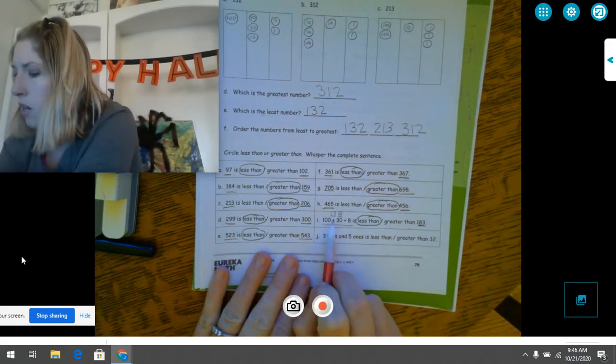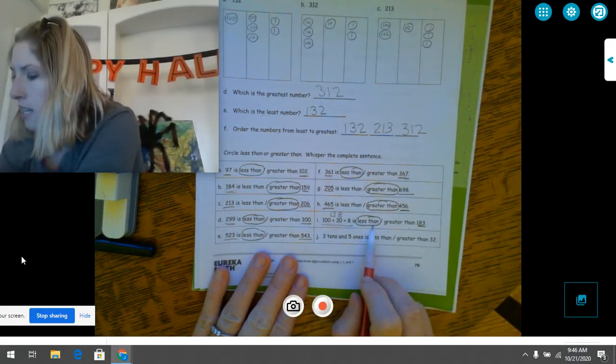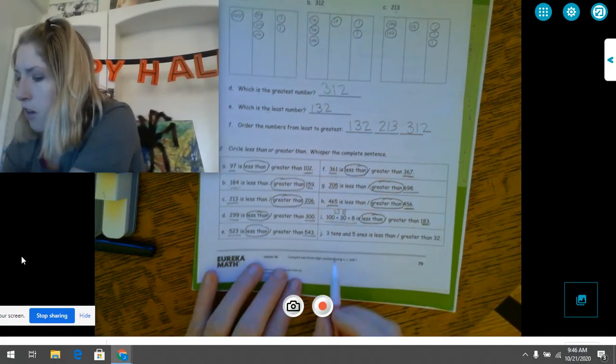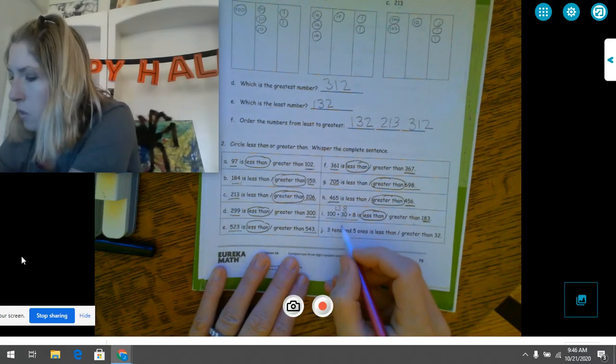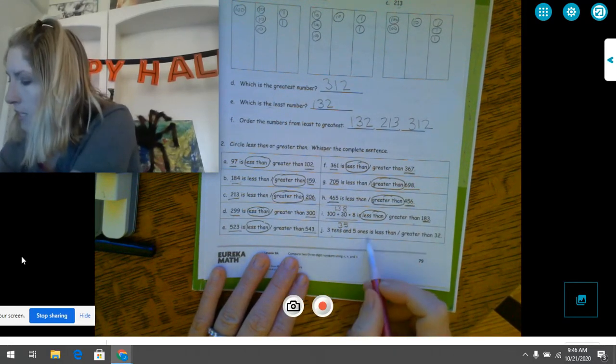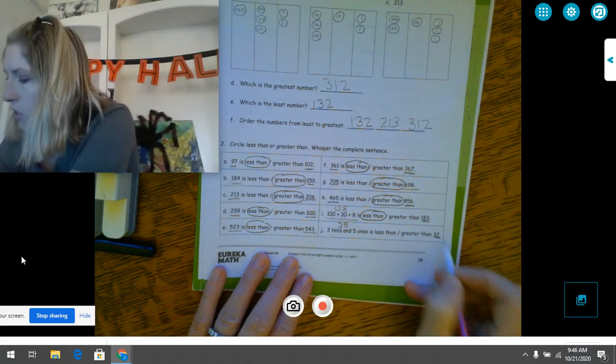Let's read it out loud. 138 is less than 183. And the last one for the front, 3 tens and 5 ones. So 3 tens, 5 ones, our number is 35, is less than or greater than 32?